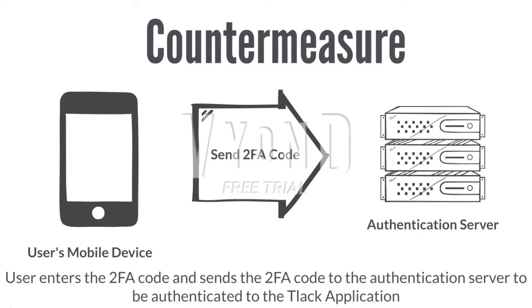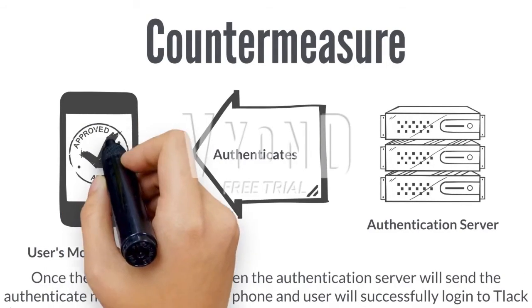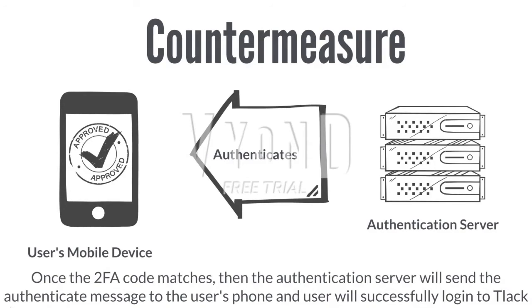The user enters the two-factor authentication code and sends it to the authentication server to be authenticated to the Slack application. Once the two-factor authentication code matches, the authentication server will send the authenticate message to the user's phone and the user will successfully log into Slack.